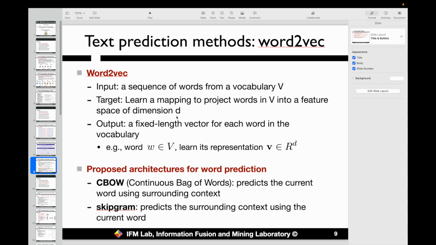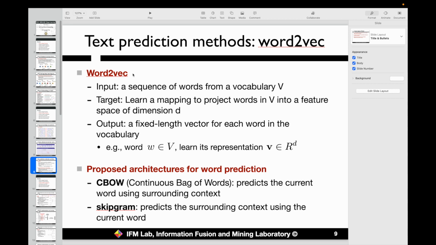In other words, for each word in the vocabulary set, we want to learn its embedding vector. The embedding vector, the size or the length, will have D different entries. The output will be a fixed length vector for each word in the vocabulary set. For example, for the word W from the vocabulary set, we can learn its embedding as vector V. The size is D, right? So this is the word embedding problem we are studying, or the word to vector problem we are studying.